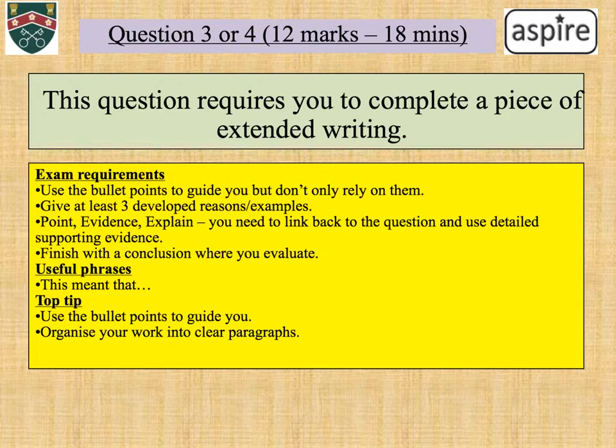So, for example, if you had a question such as, why did Germans dislike the Treaty of Versailles? You need to maybe give 3 or 4 factors grouped into separate paragraphs about why they disliked the treaty, and then finish with a conclusion where you say which factor is the most important. Try and use phrases that really help you explain and evaluate. Phrases like "this meant that," and also for your literacy skills, make sure you're organising your work into clear paragraphs.